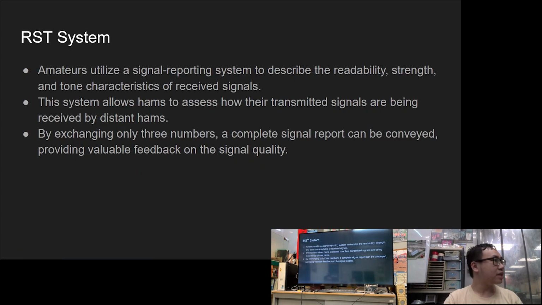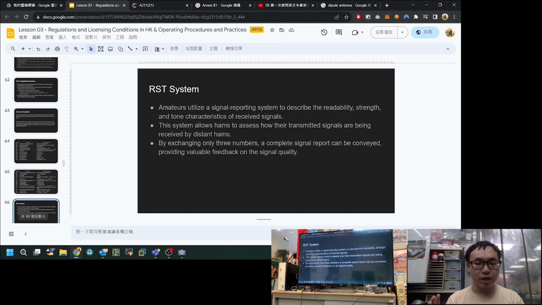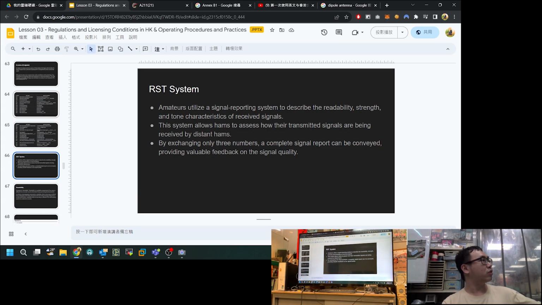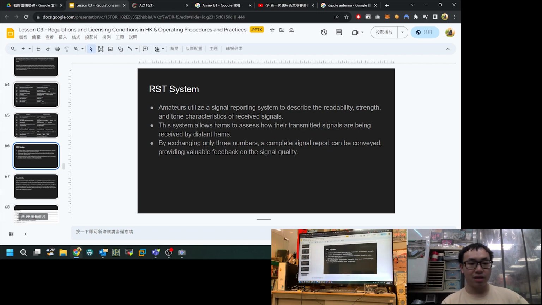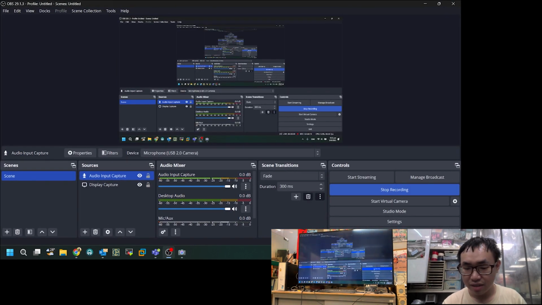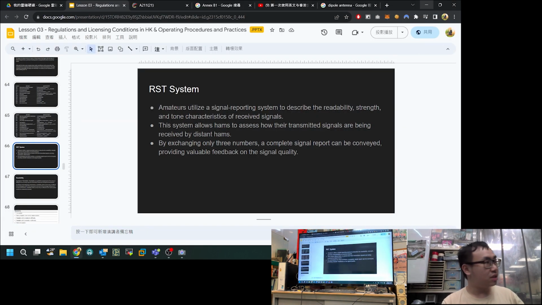So we'll stop here. Next time we will come back with the RST system. The RST system basically is responding how strong your signal is, how clearly I can hear your signal. Very nice today. We have gone through 60 slides today. Good. See you in the next lesson.